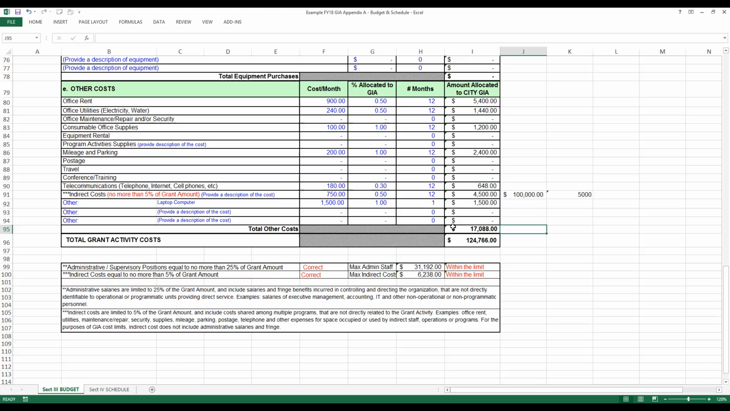So let's check. The actual indirect cost that the organization has allocated to the grant is 4,500, which is actually within the limit because it's less than the maximum that can be allocated. And for the administrative supervisory position, let's check from the top budget.